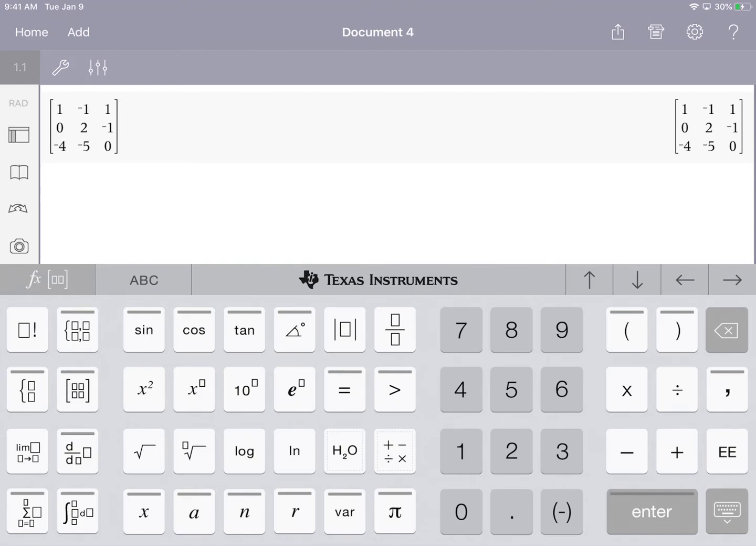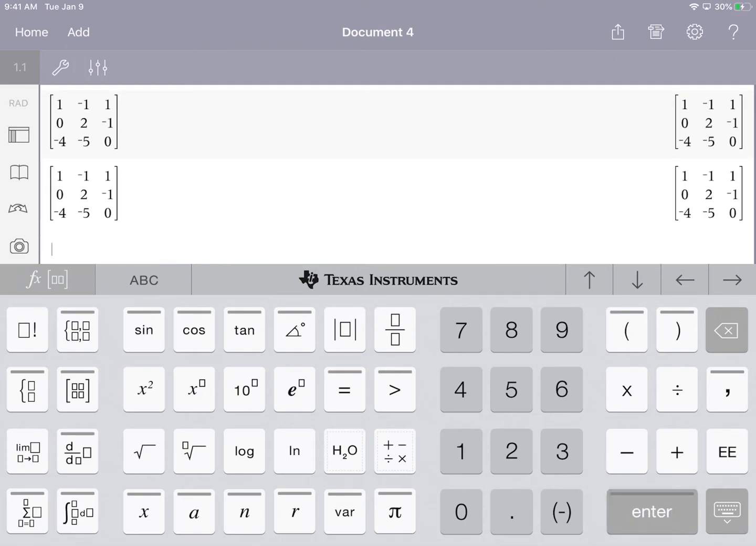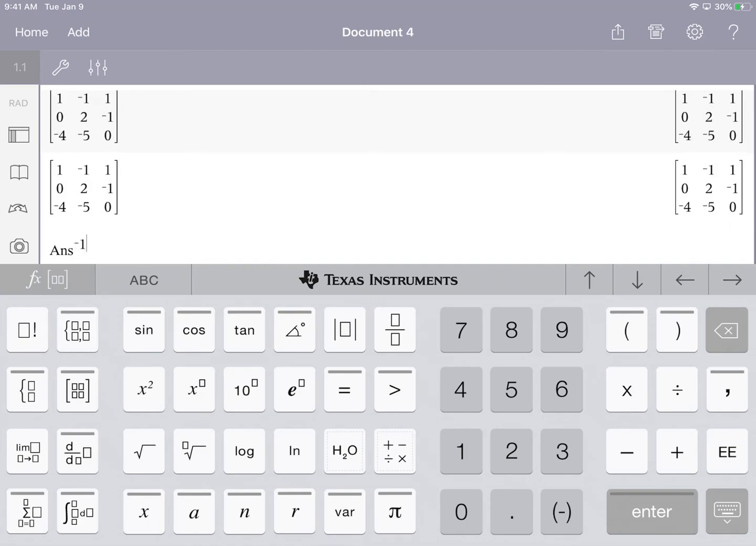Come on. All right, let's see if this works. So I'm gonna enter it again. Answer. Let's see if it does it like this. Okay, yeah, it worked. Great.